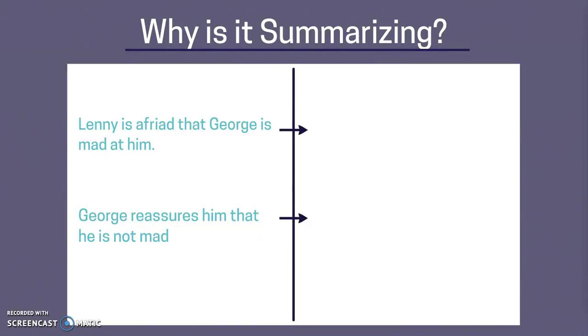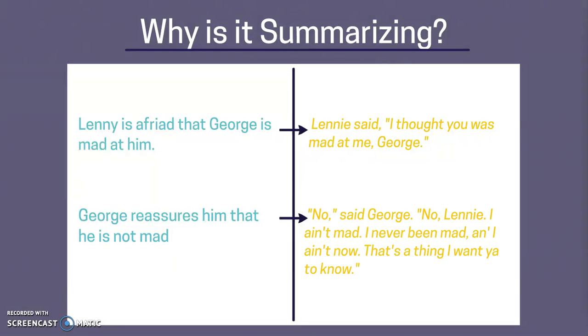For example, Lenny is afraid that George is mad at him. This can be found in Lenny said, "I thought you was mad at me, George." Or George reassures him that he is not mad. We can see that in "No," said George. "No, Lenny, I ain't mad. I never been mad, and I ain't now. That's the thing I want you to know." So as you can see, it's just paraphrasing what Steinbeck already wrote.